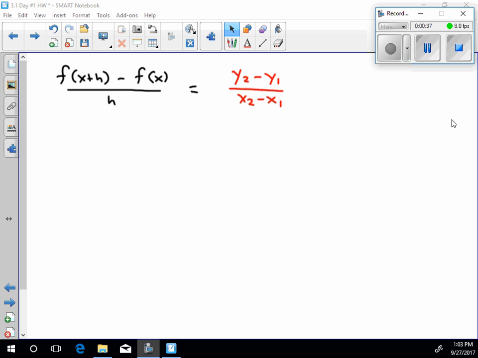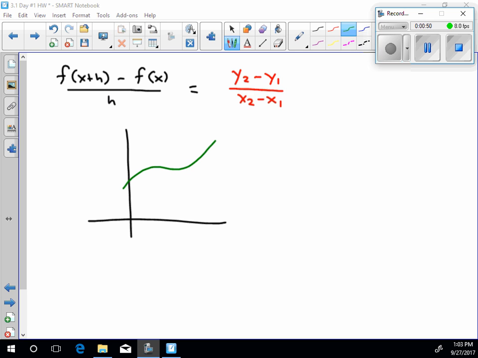So let me draw you a little function here. Should we go red? No, slope was red. We'll go green. All right, here's my function. Let's call it f of x. Okay, I'm going to pick 2 points. Let's call the first point, this point here, x. And if I plug x into f of x, guess what I get out? I get out f of x.